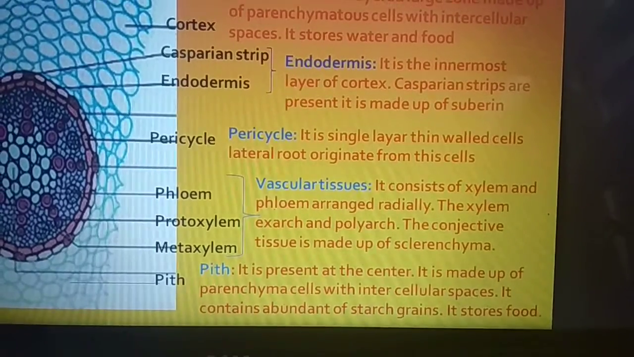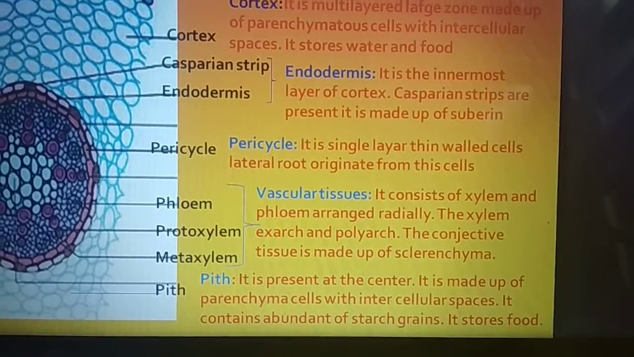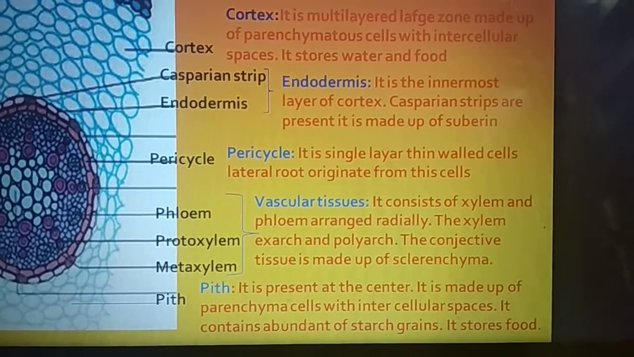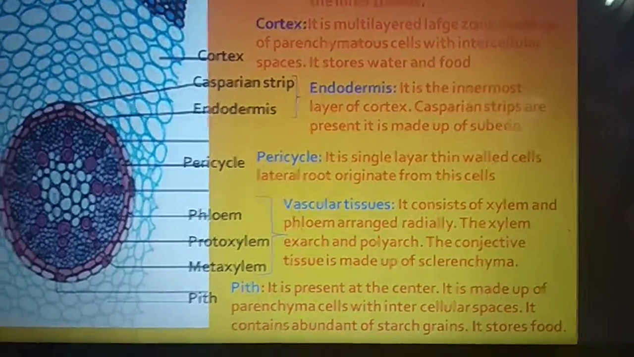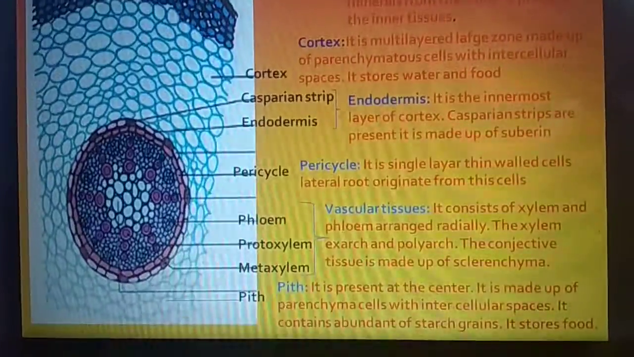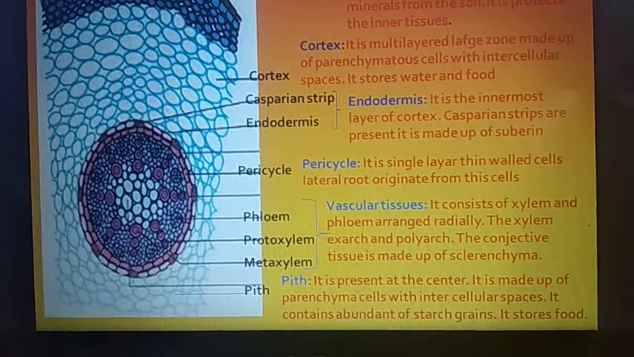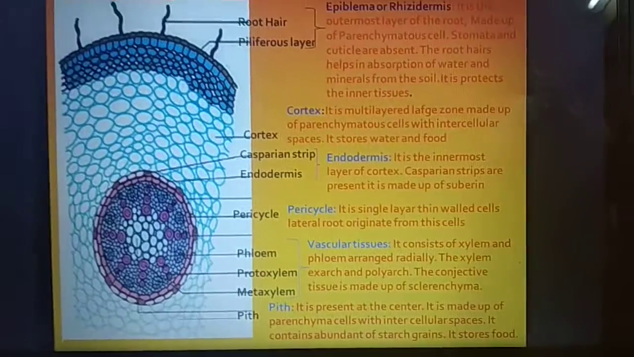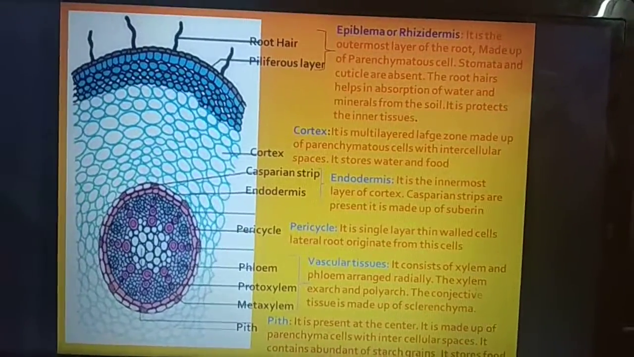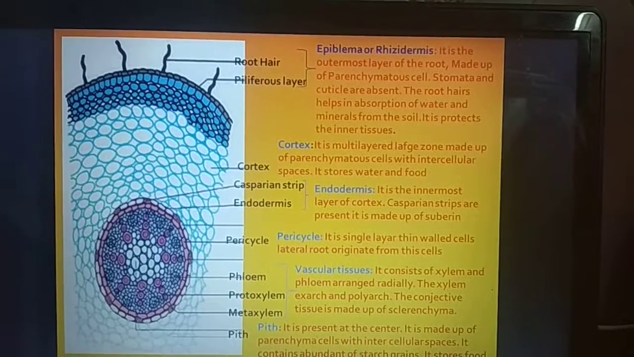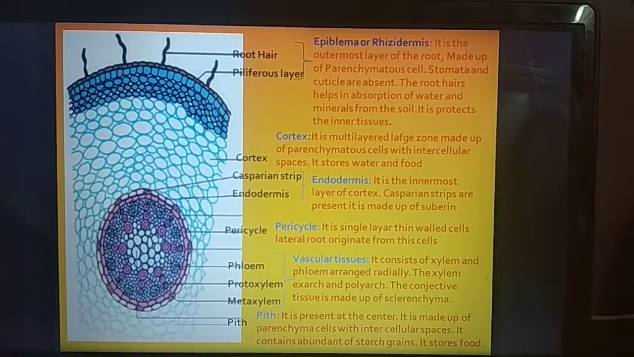Next, pith. Pith is present in the center. It is made up of parenchyma cells with intercellular space. It contains abundant starch grains. It stores food. The pith and cortex are for storing. We'll see the full structure. This is the TS of monocot root. Thank you, children.